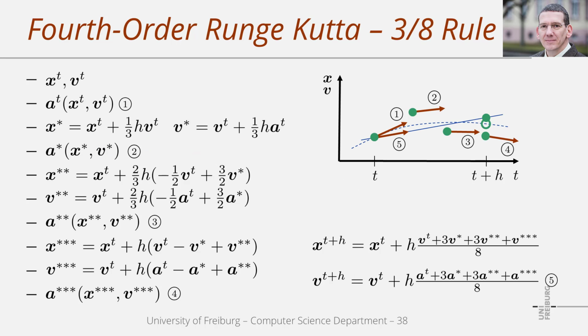Here on this slide we see a second, less famous variant of the fourth-order Runge-Kutta scheme. I do not go through each of these steps, as they are very similar to the steps on the previous slide. We compute 4 accelerations and we perform 4 Euler updates.